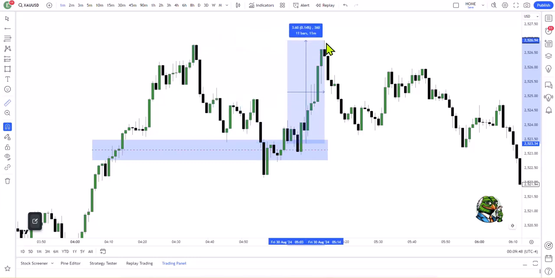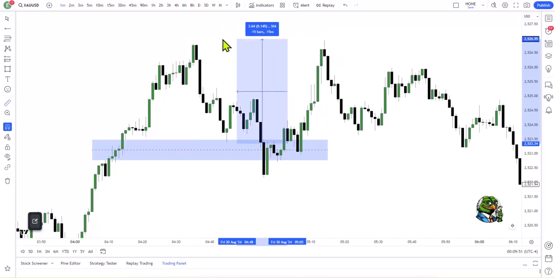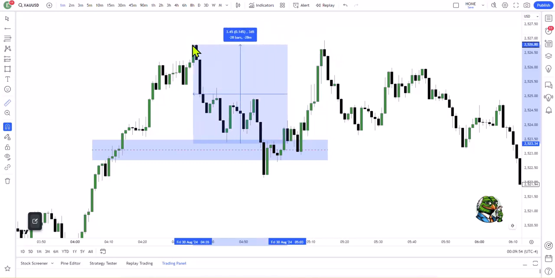So this just gets to that high, or you could just target that high. It's up to you. My suggestion is to target 50 pips, but at 35, put your stops to break even.